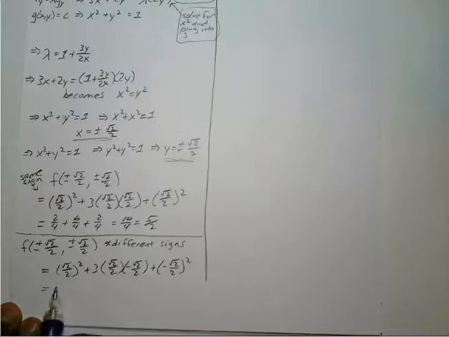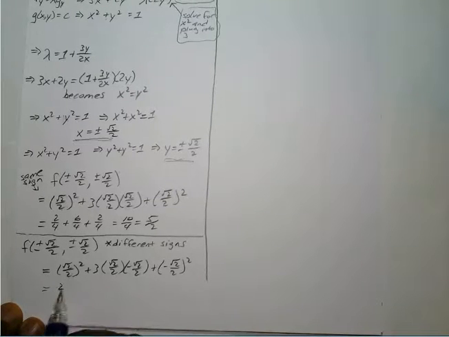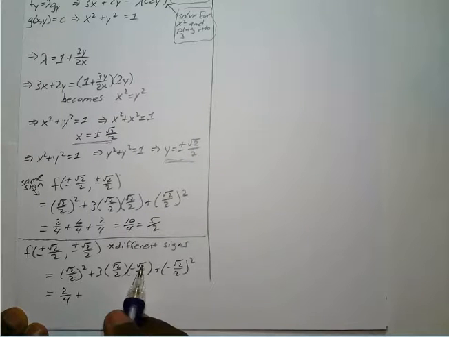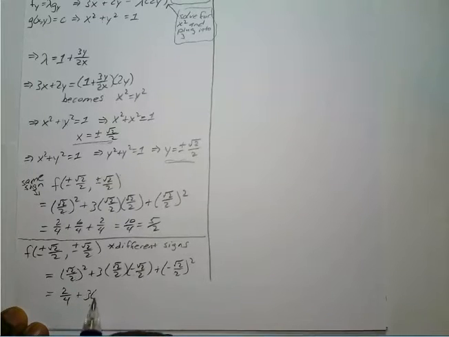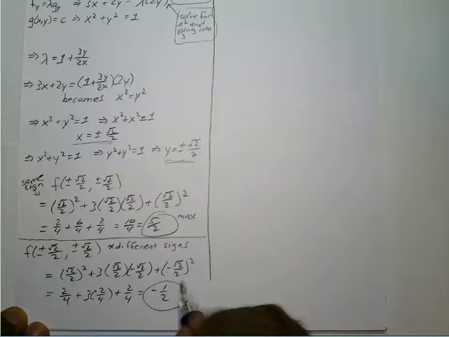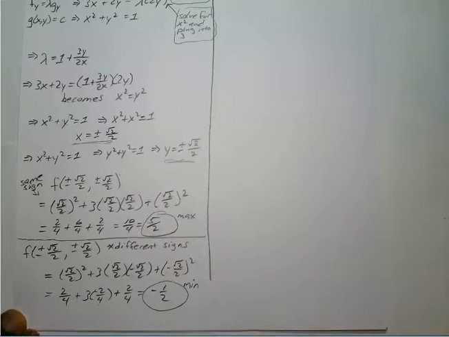So we end up with 2 over 4 plus, actually it's going to be negative, 3 times negative 2 over 4, plus positive 2 over 4, since negative times negative is positive. So it ends up being 2 over 4 minus 6 over 4 plus 2 over 4, which is equal to negative 1/2. So far, this is our maximum value, and that's our minimum.